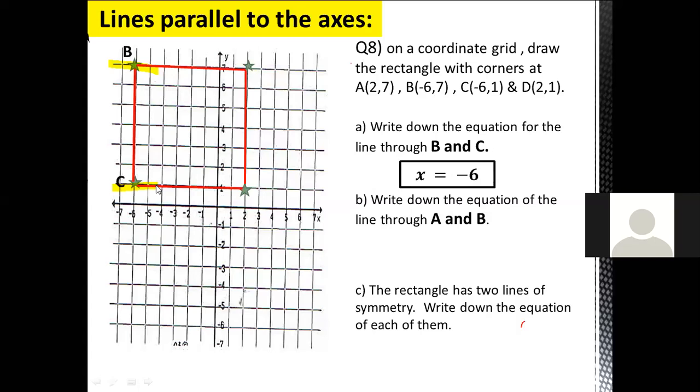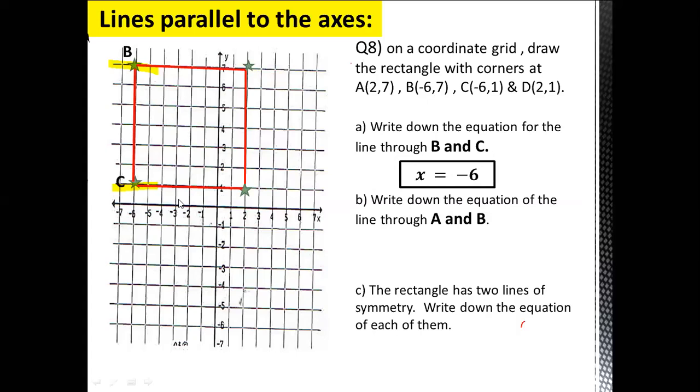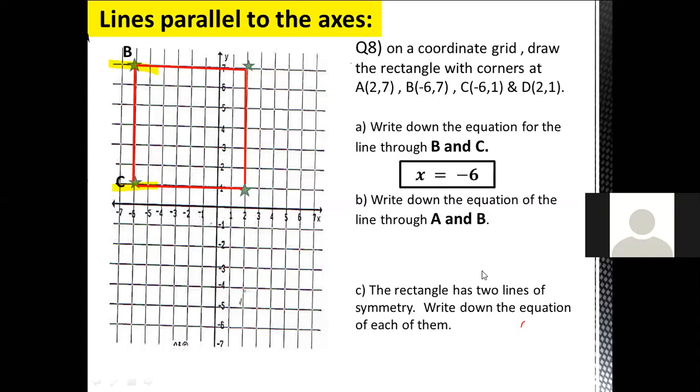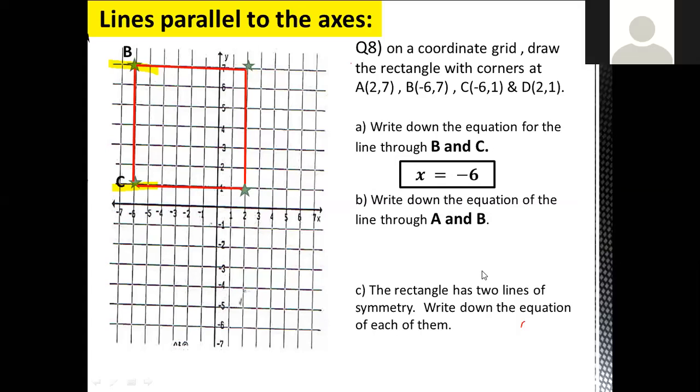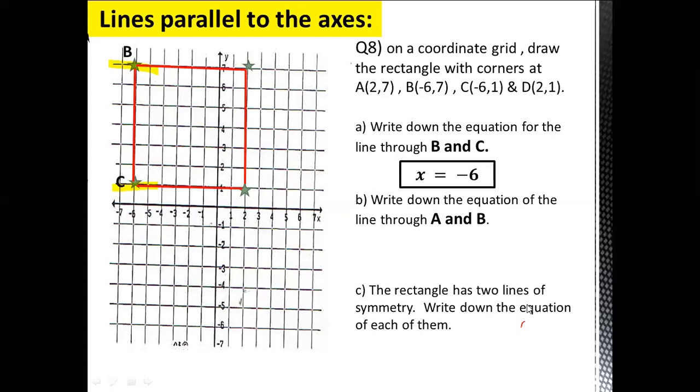Who wants to help me with the second part, between A and B? Thank you very much, Bashar. You did a great job, by the way. Who else? Hanan, I would love to hear you. The line that passes between A and B. Hanan, I unmuted you. Y equals 7. Okay, so this is A and this is B, and yes, it's y equals 7. Thank you very much, Hanan.